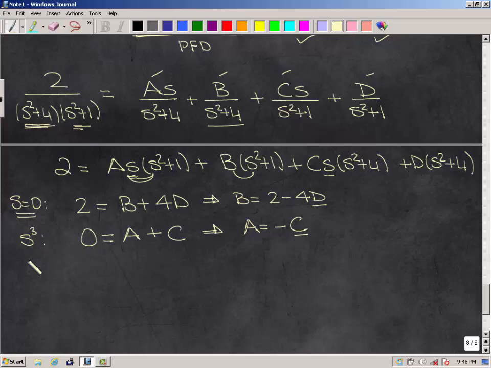Okay, so let's compare the s squared term. No s squared term on the left. On the right, if you distribute, you're not going to get s squared.